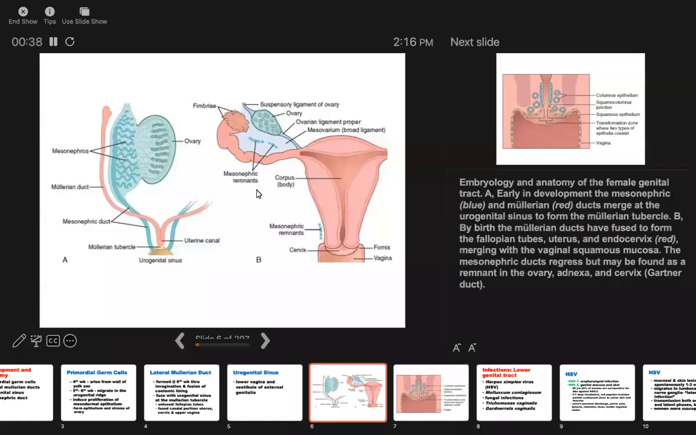Okay, so good afternoon, everyone. For today, we're going to take up the female genital tract.